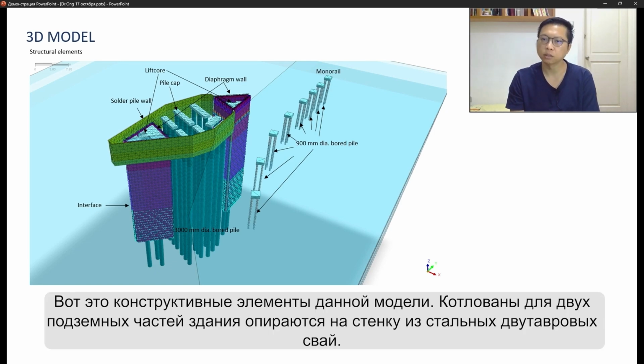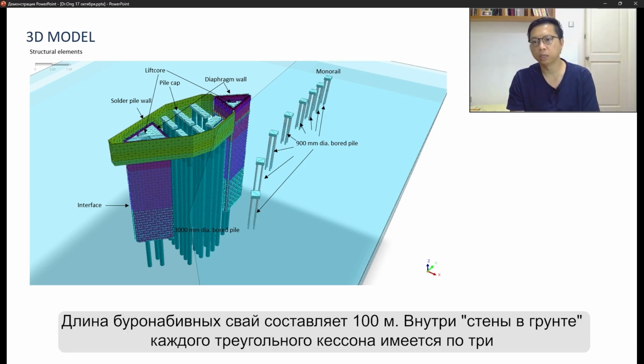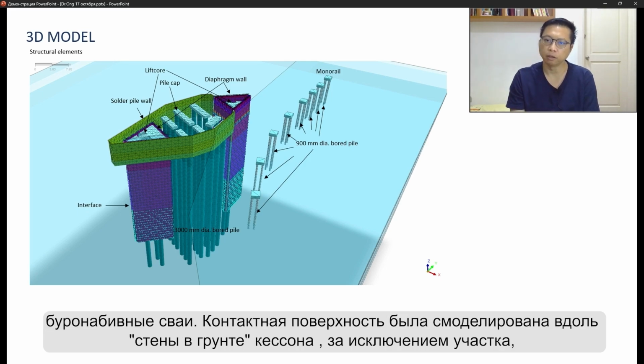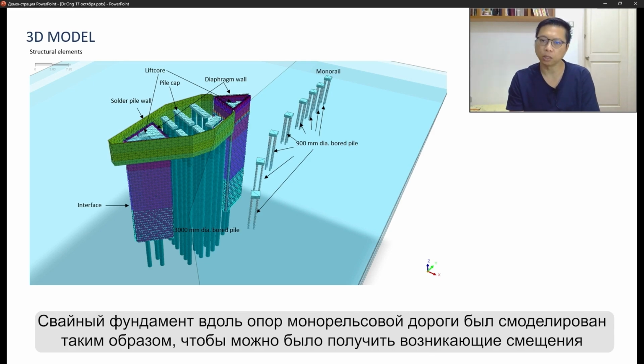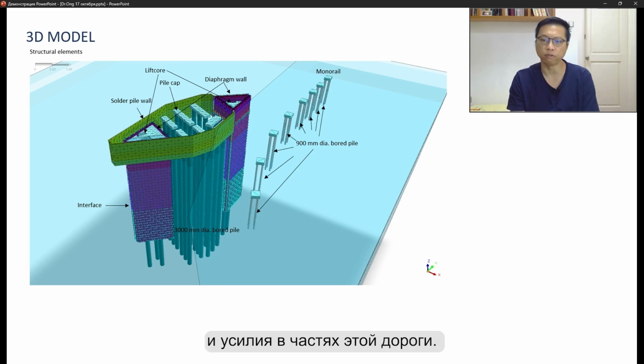These are the structural elements in this model. The 2 basement excavation is supported by a soldier pile wall. Bore piles were 100 meters long. There are 3 bore piles each within the triangle diaphragm wall coffer. Interface was modeled along the diaphragm wall coffer, except at the section connecting the pile cap to the coffer, so that we can extract the shear force and design for it. Pile foundation along the monorail piers were modeled so that we can output the induced deflection and forces in the monorail piles.